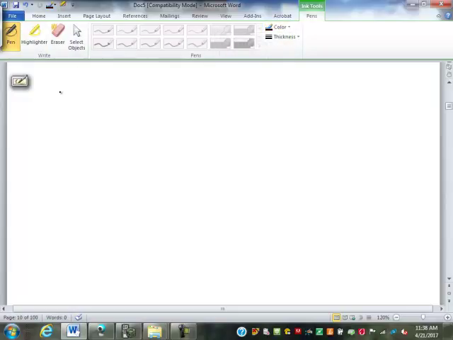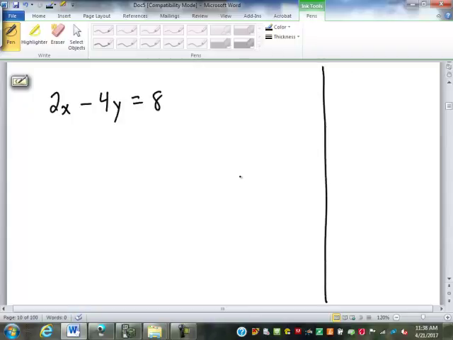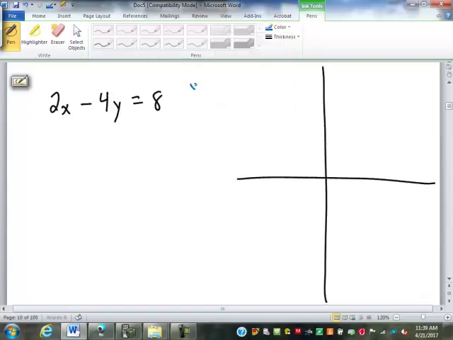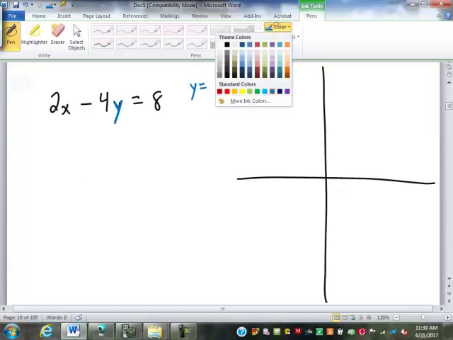Okay, so we left off talking about graphing lines. And we got into things like 2x minus 4y equals 8. If I wanted to graph that, remember, graphing these, they have to be in the form of y equals. So our next step is to change that into y equals, to solve it for y. So we have to get y by itself.